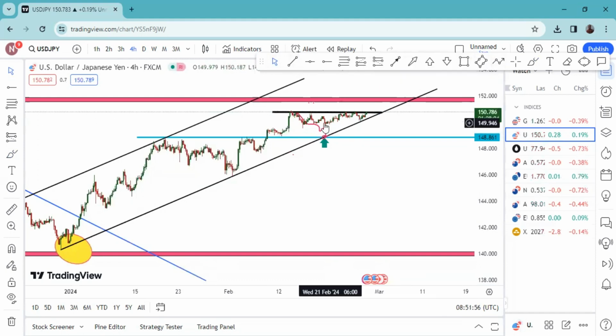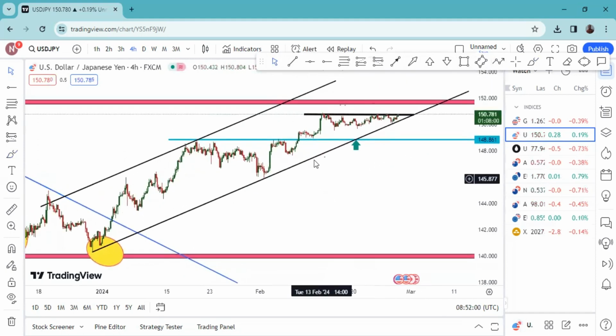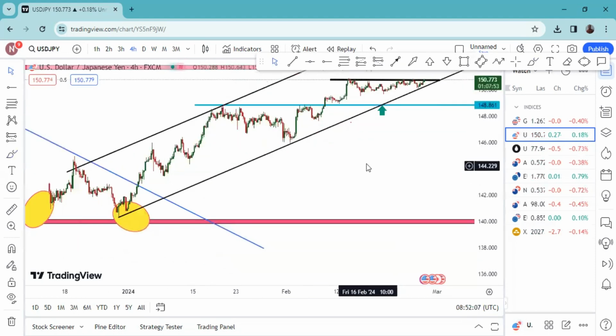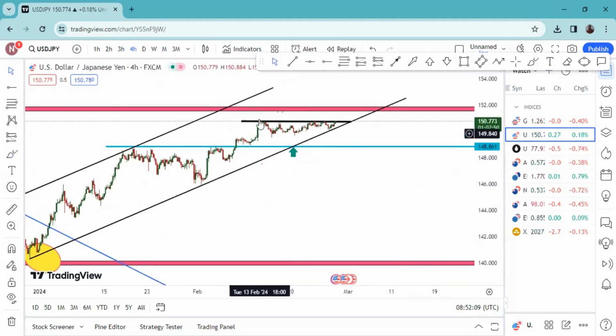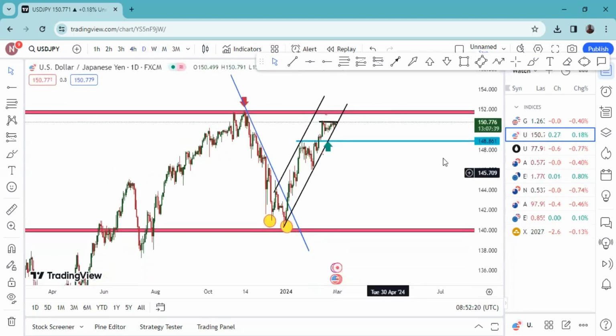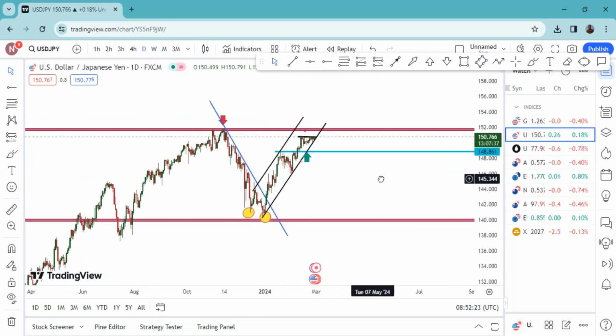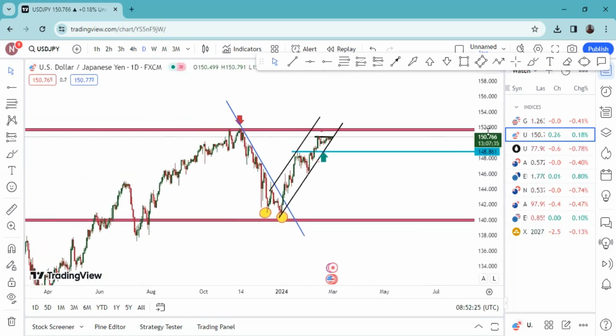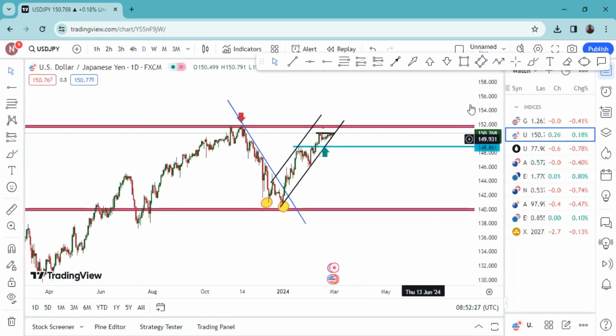So I didn't take a trade. I was thinking of taking this, but it was too shallow for me. I could not risk my money for that. If you can see, the market is just ranging. I hope it will break here and come to this zone. For now, I'm not interested in any buys for dollar yen.